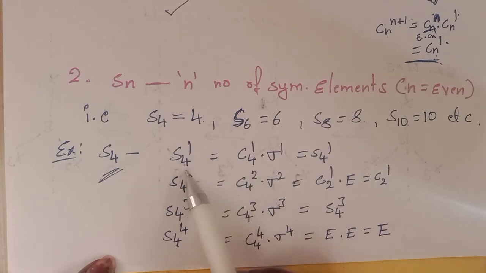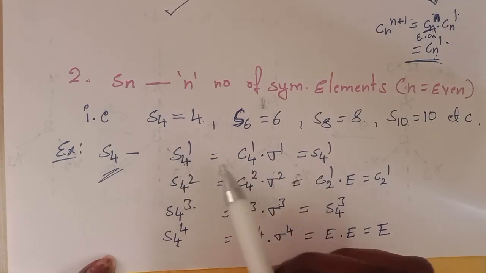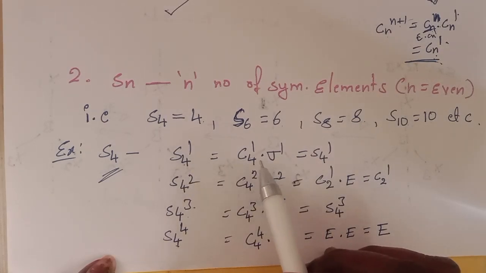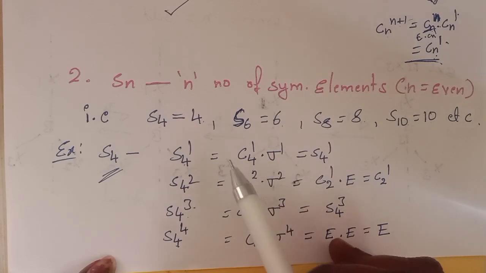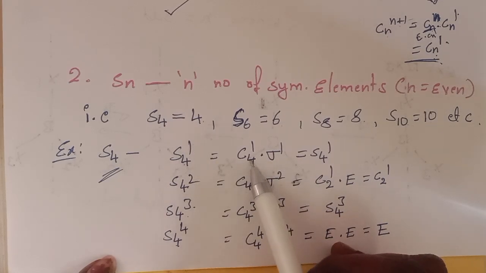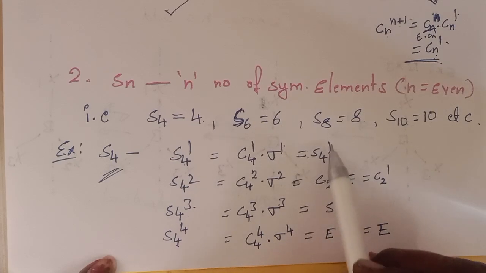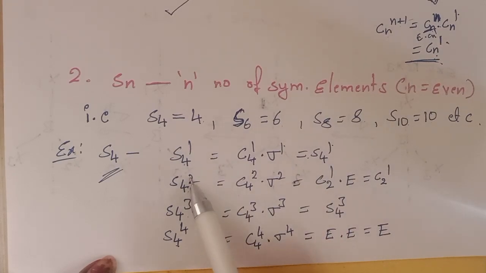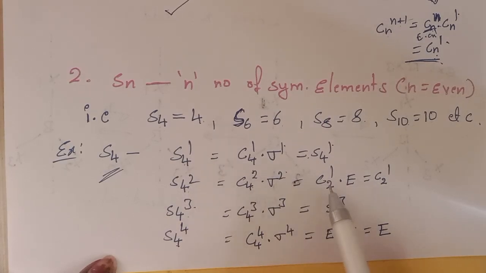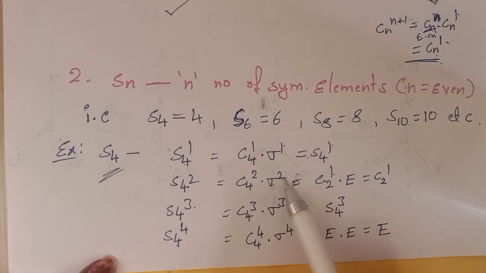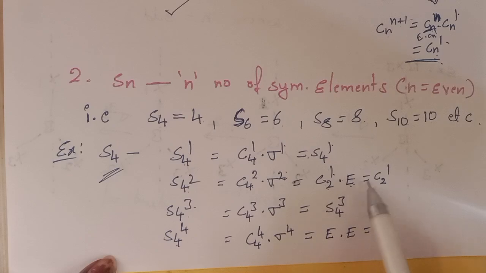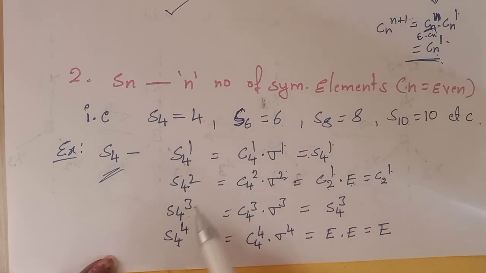Again, the improper axis of symmetry Sn is Cn followed by sigma perpendicular to Cn, right? So S41 we can write as C41 followed by sigma 1, so it results in S41 only. Next, S42 will give C42 followed by sigma 2. C42 we can write as C21 and sigma 2, that is, n is even, so it will result in E. C21 into E will result in C21 only.